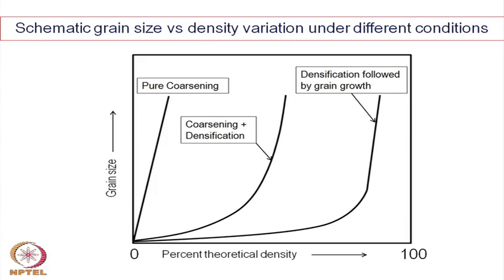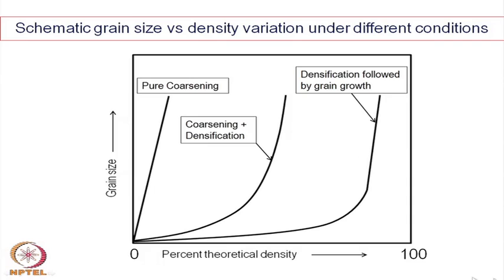So, normally grain growth is not a preferred situation, except under certain situations, for example transparent ceramics, where sometimes grain growth is preferred, but there mechanical properties are not that important, it is more the optical properties which are of interest to us. So, there one can allow grain growth, but normally for most purposes the preferred situation is where coarsening and densification grow simultaneously.